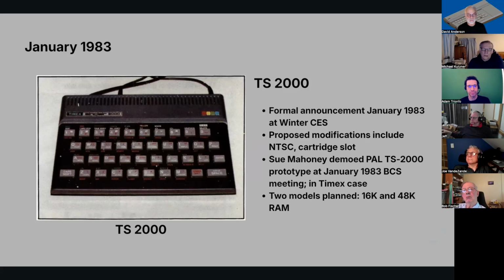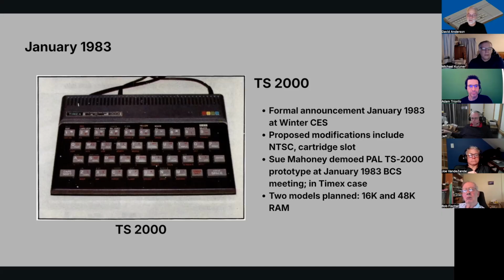So, 2 months later was the Winter Consumer Electronics Show. It was in January, in Las Vegas, and Timex brought this. They decided that they were going to call it a Timex Sinclair 2000. That's what the little label says.